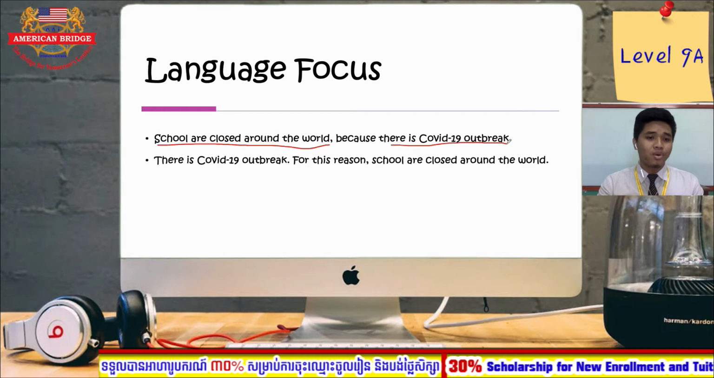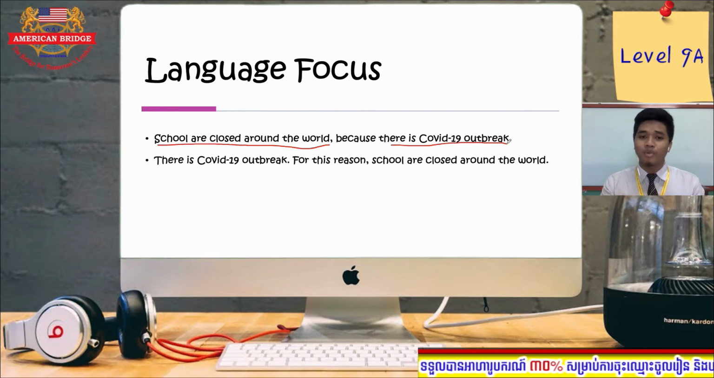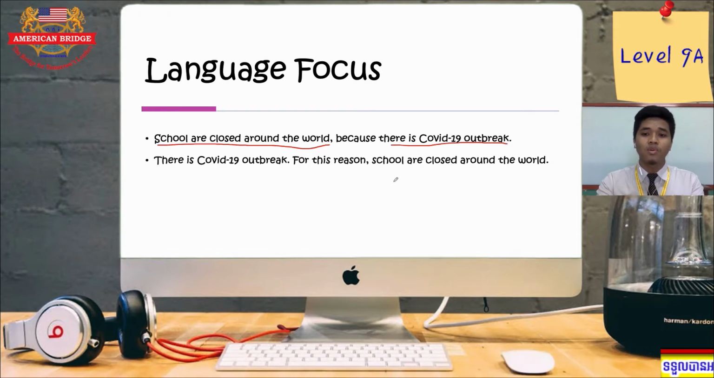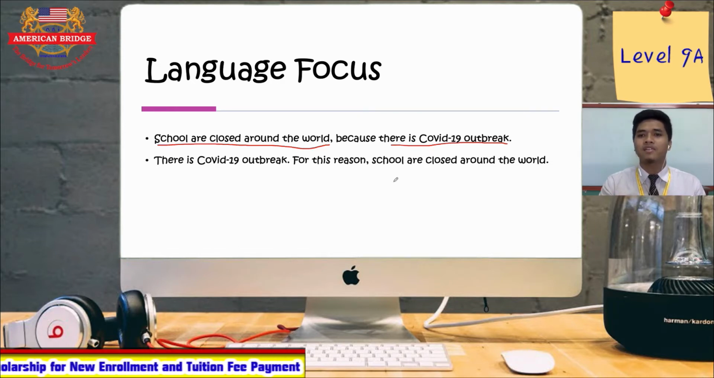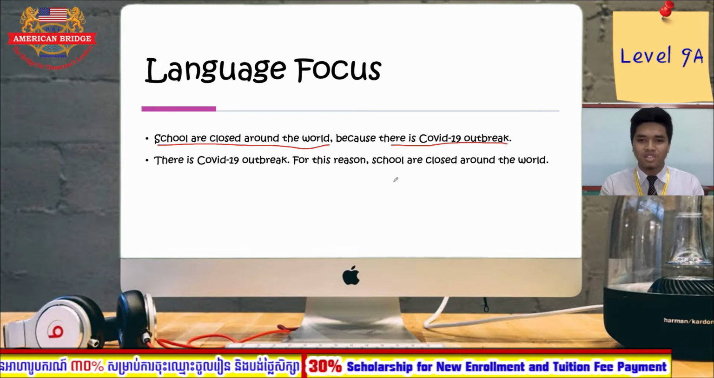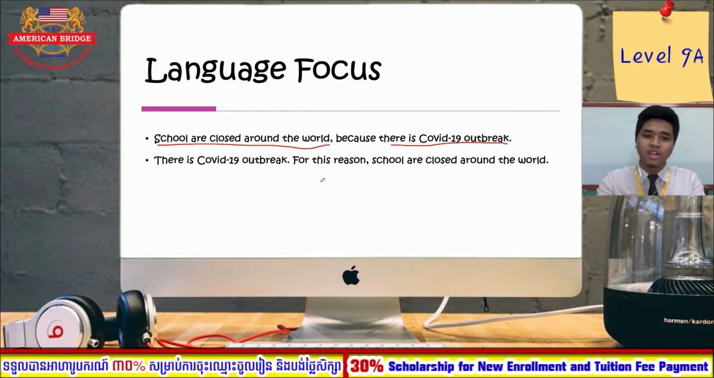The other example here: there is a COVID-19 outbreak. For this reason, schools are closed around the world. Again, my point earlier, the cause and the effects can change position. The problem here is with this linking word, for this reason, because these are the words that signal cause or effects.